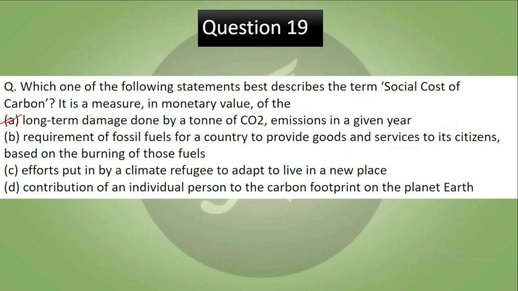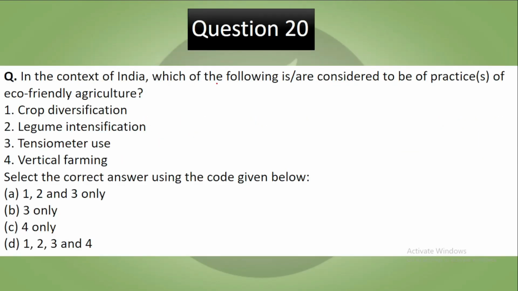A was correct. In the context of India, which of the following are considered to be practices of eco-friendly agriculture? Crop diversification, legume intensification, tensionometer use, vertical farming. Select the correct answer using the code given below. Pause the video, try to answer. Now let's see the answer.